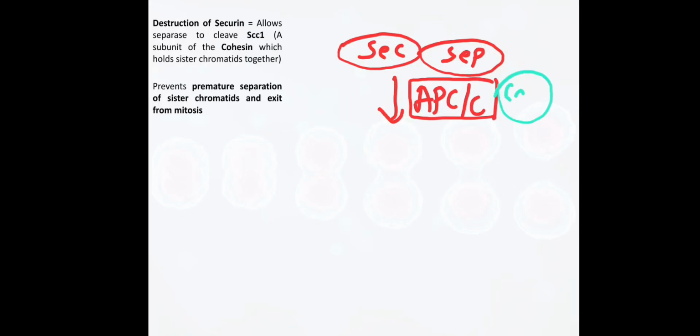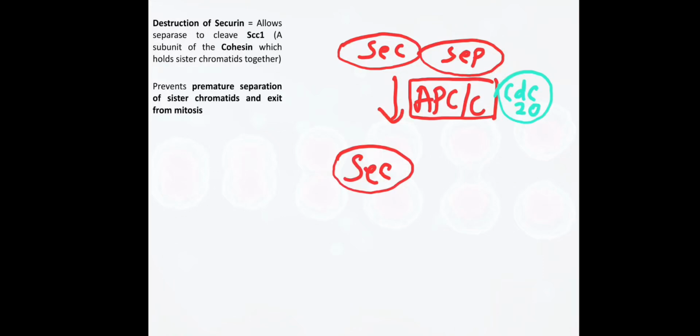I'll draw an image here. See, securin, I'll write SEC. Along with that, we have separase, SEP, on which APC bar C acts. No, just APC is not enough. So APC is activated by CDC20, where this APC bar C ubiquitylates. I'll write the diagram, you will get to know.